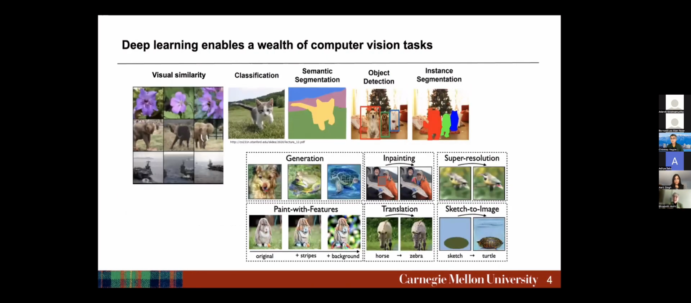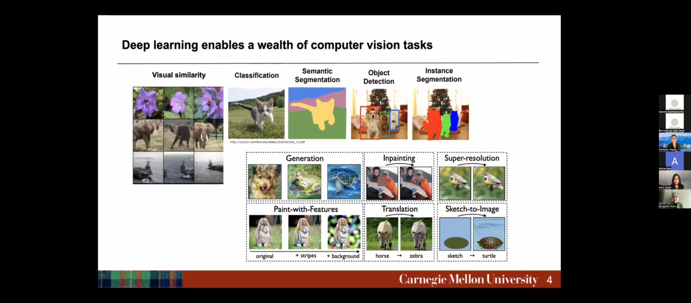Once we do have a trained computer vision system, we can do a lot of useful tasks that start as basic as visual similarity, and they go through classification, segmentation, object detection, and then the image manipulation tasks like generation, super resolution, and so on. So there's just really a wealth of applications. So that's background that I think we probably all share in common.